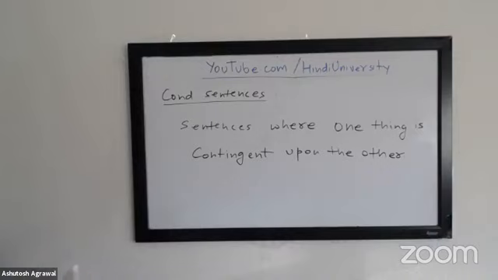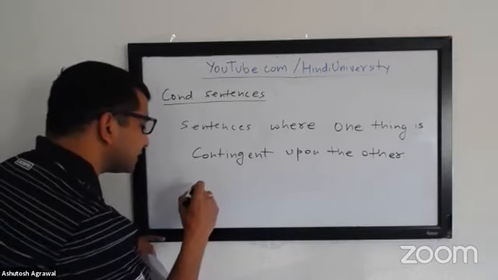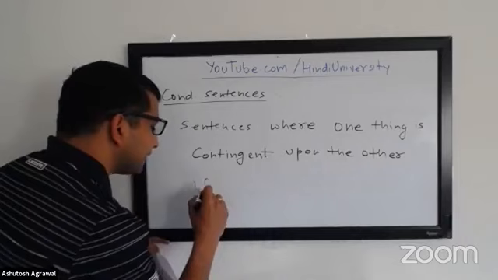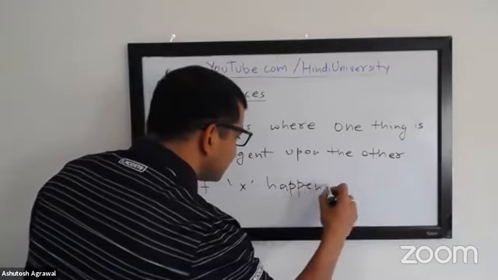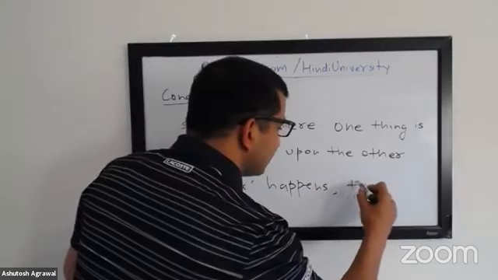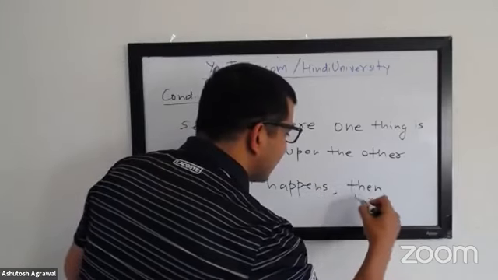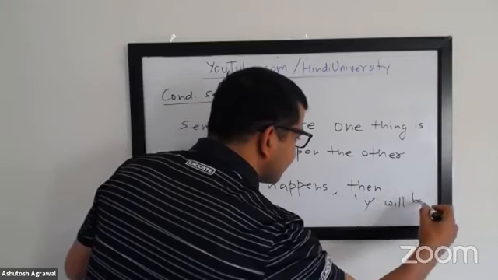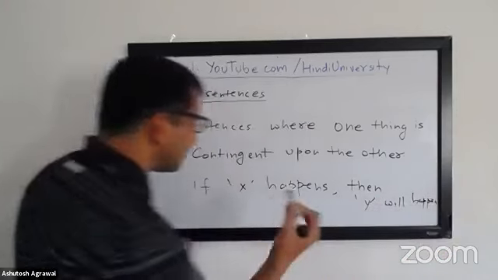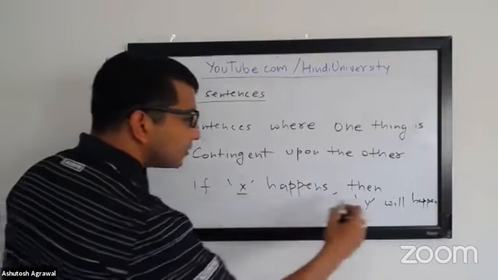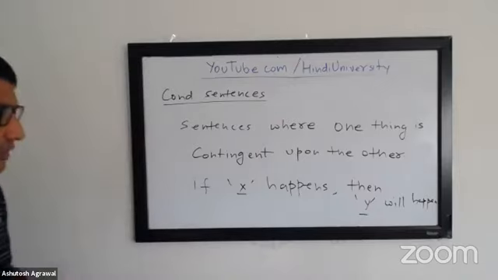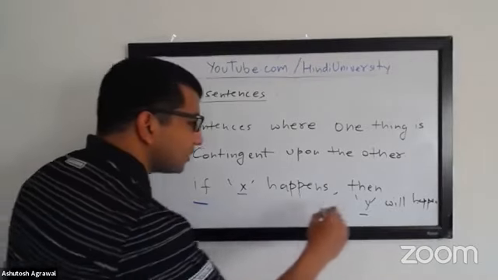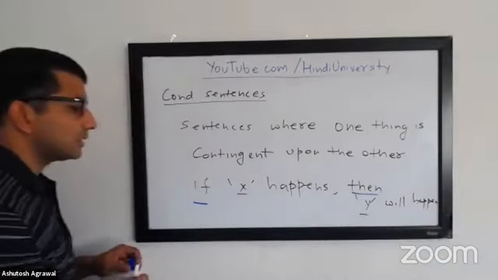In conditional sentences, you will see this pattern: if X happens, then Y will happen. And in English, typically there are three types of conditional sentences, and the common pattern is that you are using an if clause and a then clause. This is the way it works in English.